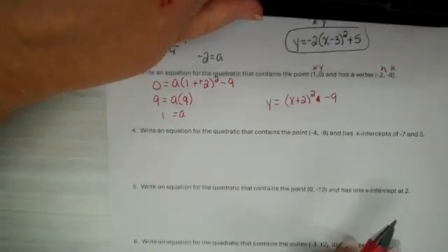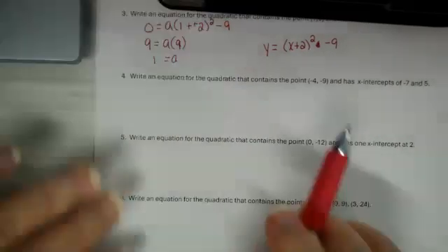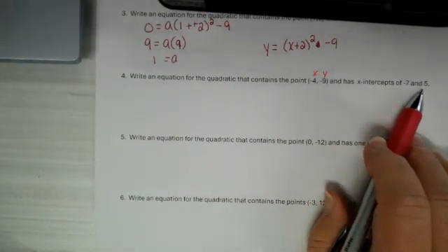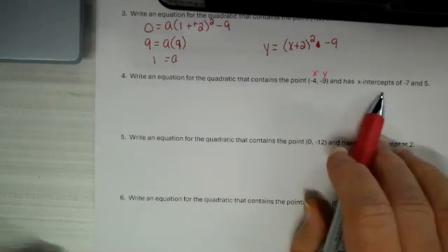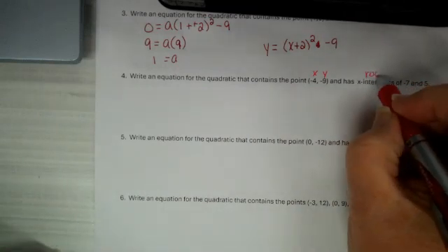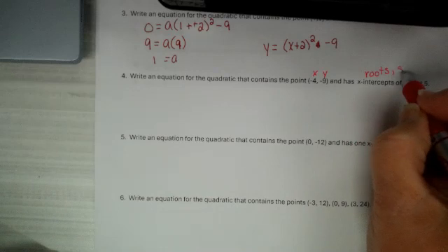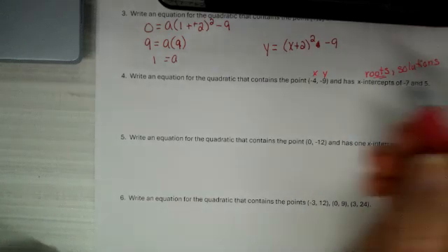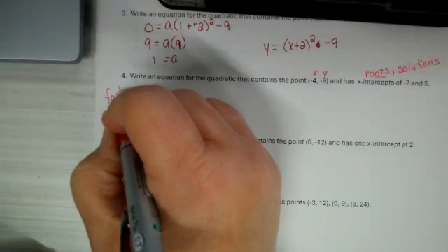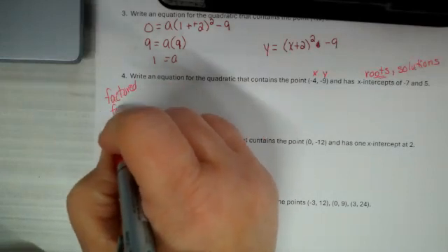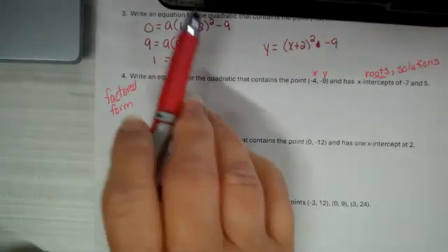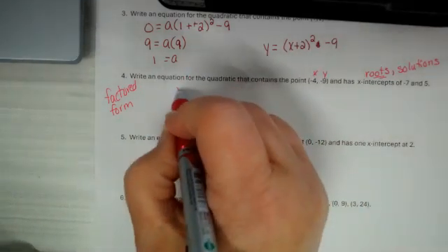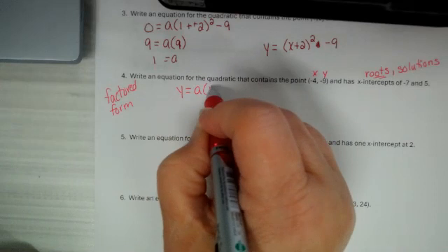All right, let's change things up a little bit. This time they've given me a point. I'm still going to call that x, y, but they gave me the x-intercepts. Now the x-intercepts could also be referred to as the roots or the solutions. In this particular situation, I'm going to use them as the roots, and I'm going to use factored form this time. On the first three, we used vertex form because they gave us a vertex. But now since they gave me the roots, I'm going to use factored form.